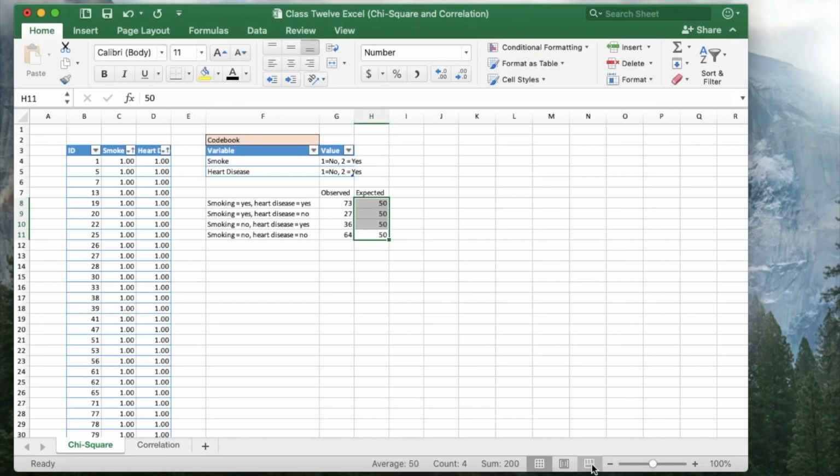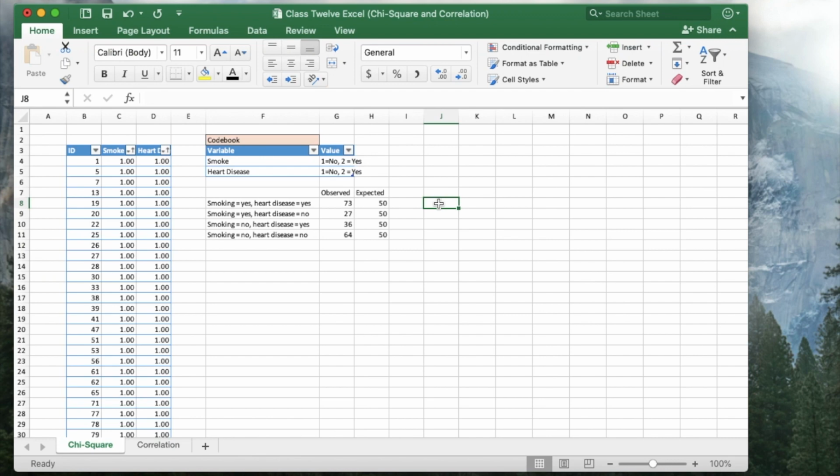Now hopefully people get that, but definitely we'll be going over this in our WebEx session this week. But the idea is that, in terms of hypothesis testing, you could think of this as a null hypothesis, that there is no relationship. And our observed values are what the actual values are for each one of these different response categories.